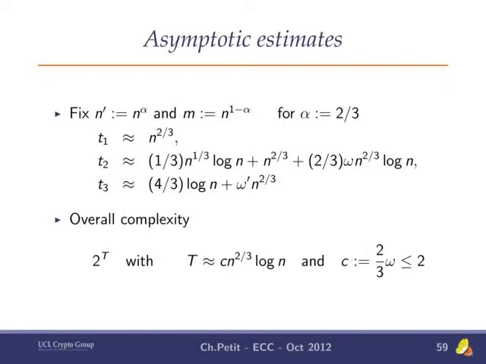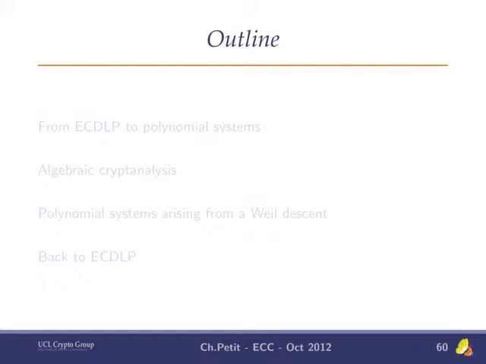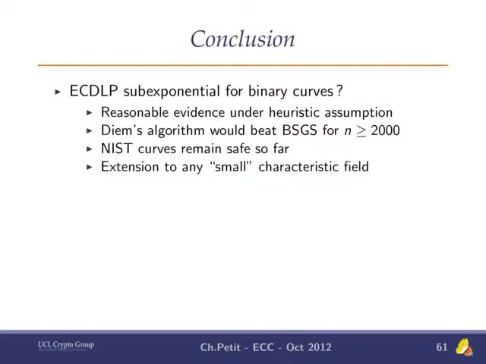So the overall complexity can be estimated by 2 to the t, where t is equal to a constant c times n to the 2/3 log n, where c, as I said, is equal to 2/3 w, which is smaller than 2. All right. Here we are.